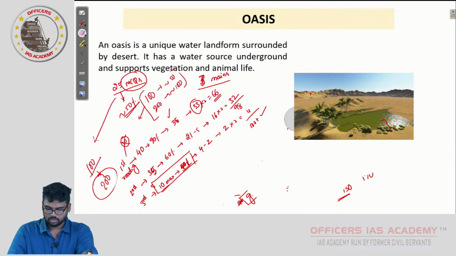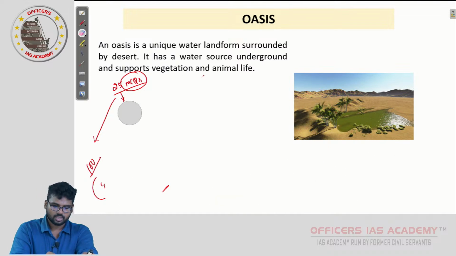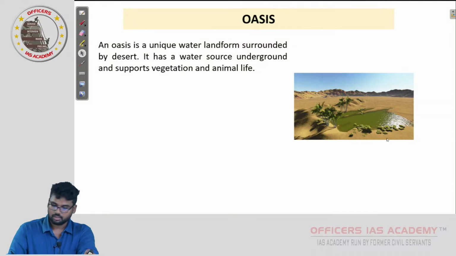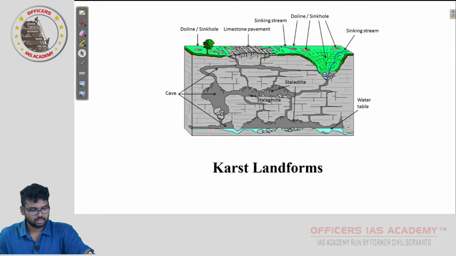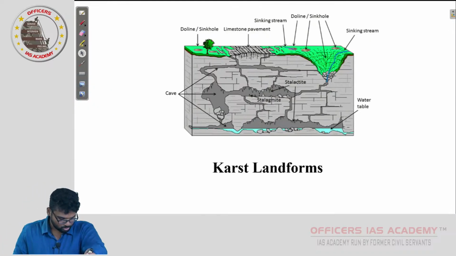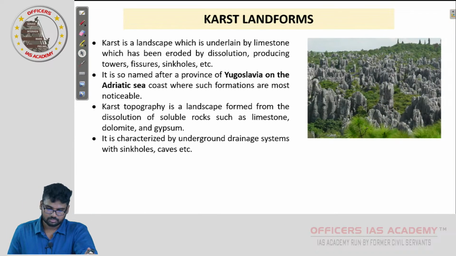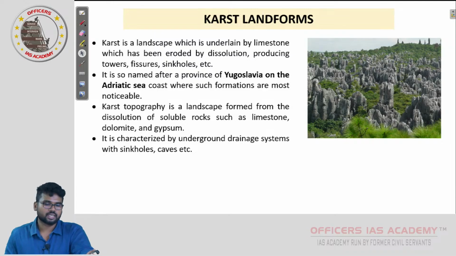Okay, now let's go into the next two types of landforms, which are karst landforms or karst topography. Please write it, karst topography. First of all, let us see what is the meaning of this, and then we will see the various types of landforms that are created.